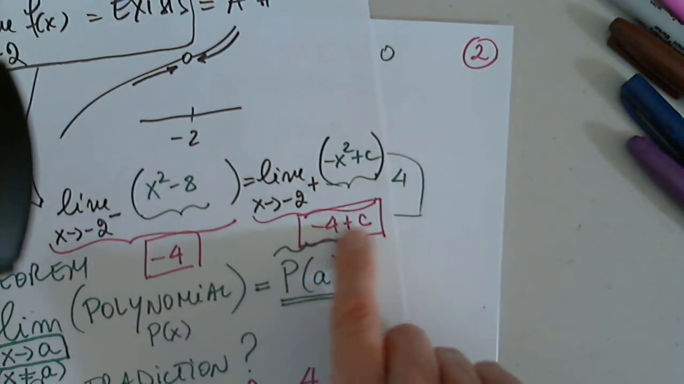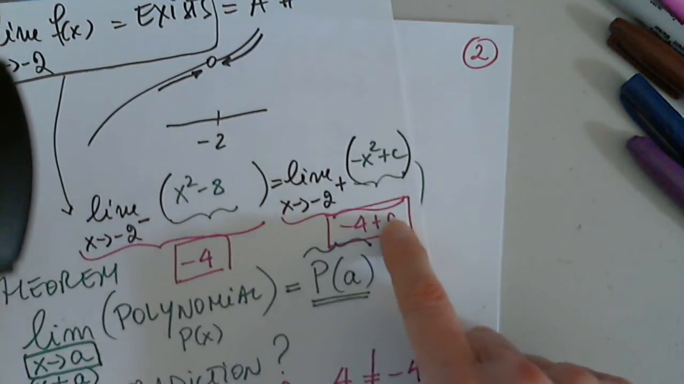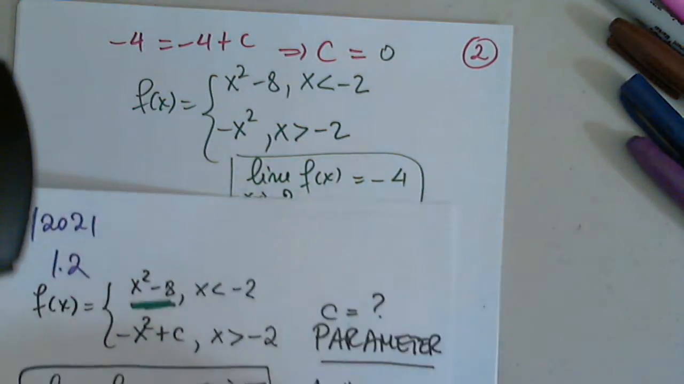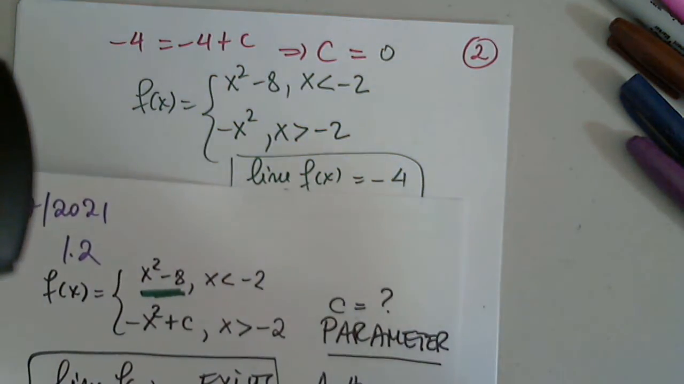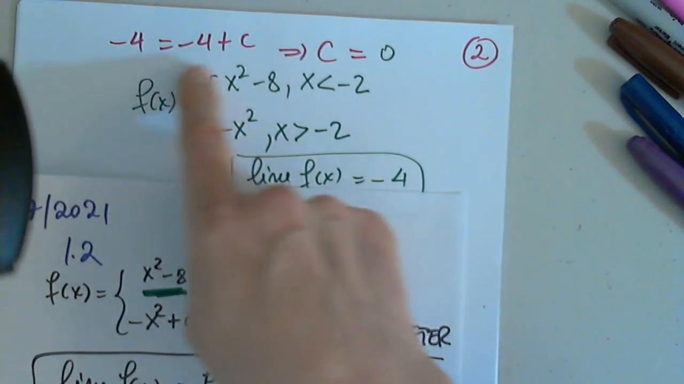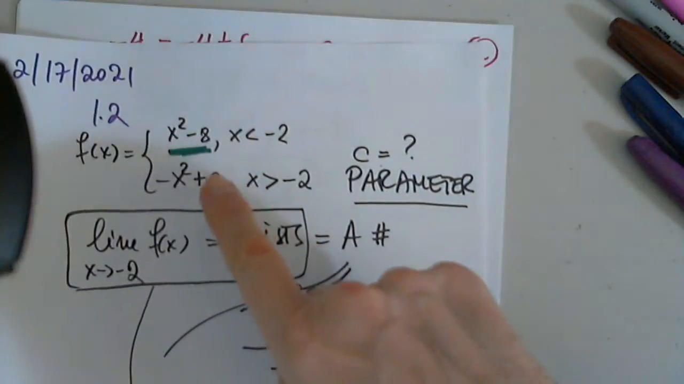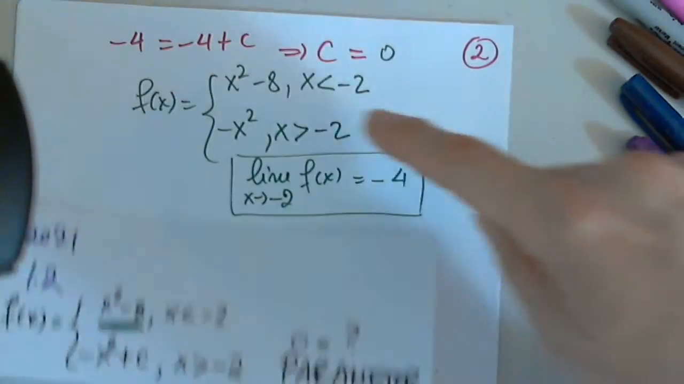I took the negative 4 from here, and I took the negative 4 plus c from here. I set this equal to this here on this page because I ran out of room. I always run out of room. And then I determined that c must be 0. Negative 4 plus what is negative 4? C must be 0. And then we put it back in as 0, and that's it.